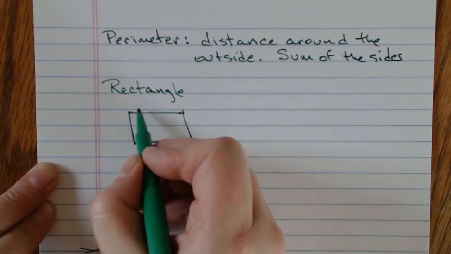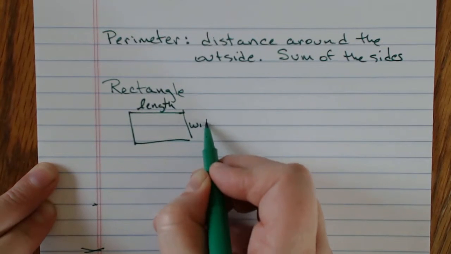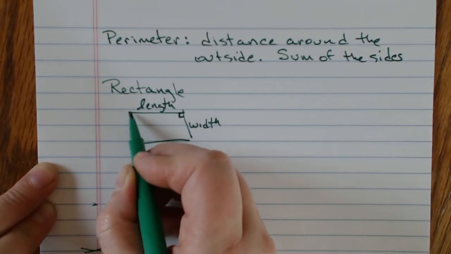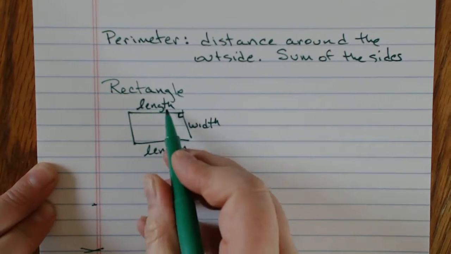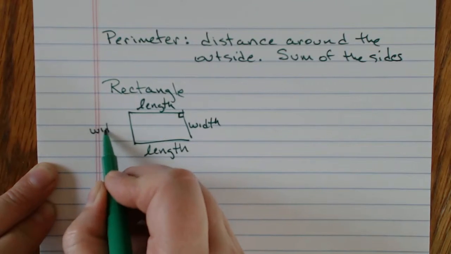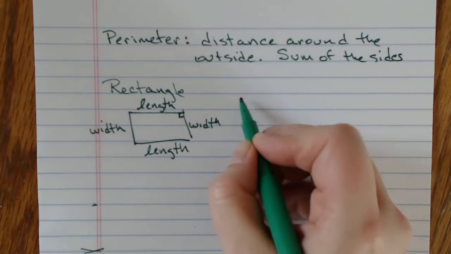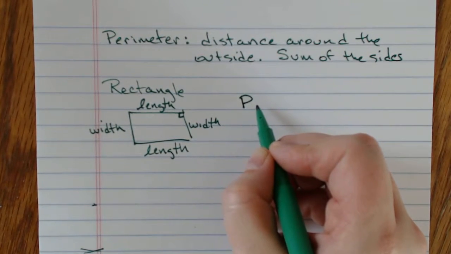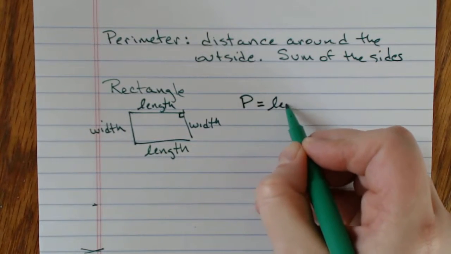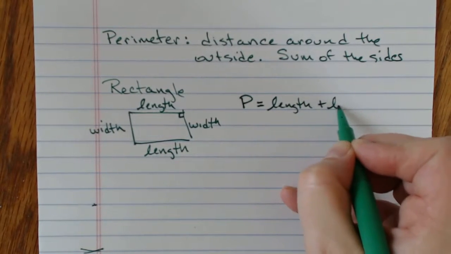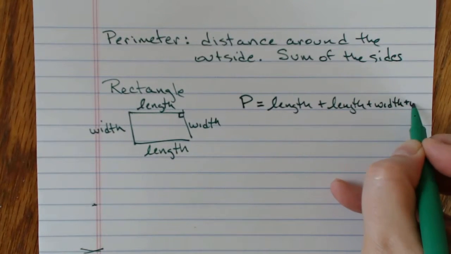In a rectangle, we can define it as having a length and a width. Also, sides opposite each other will have equal lengths. So the perimeter of a rectangle is the distance around the outside, which I could write as length plus width plus length plus width.